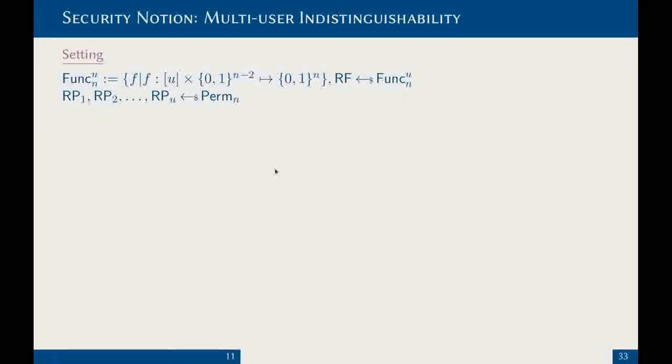Multi-user indistinguishability. For this, let Func_u be the set of all functions from [u] cross {0,1}^(n-2) to {0,1}^n, and RF is a randomly chosen member from this set, and also RP1 to RPu are drawn uniformly at random from the set Perm(n). So, Perm(n) is the set of all permutations over {0,1}^n, and RP1 to RPu are independently drawn.